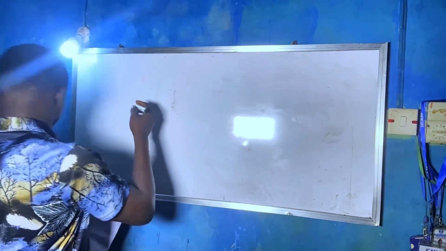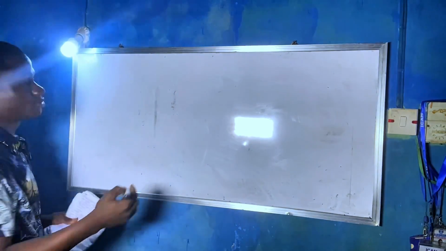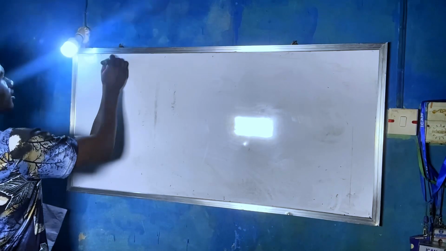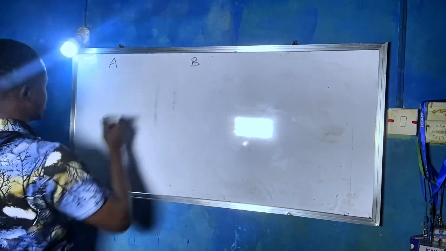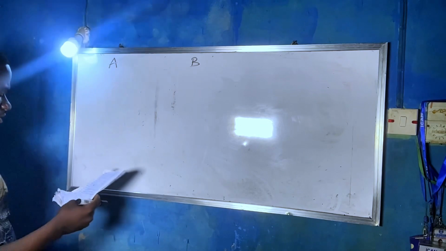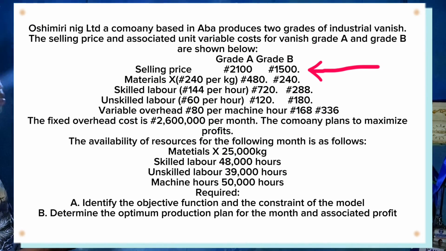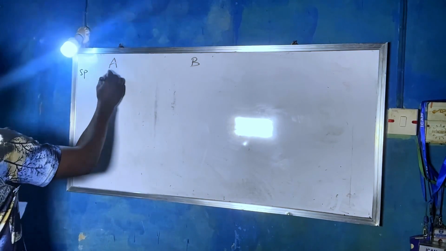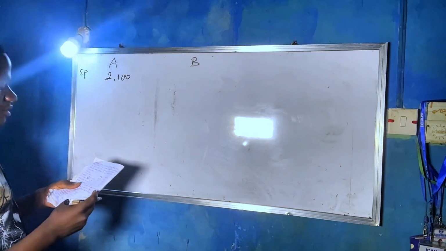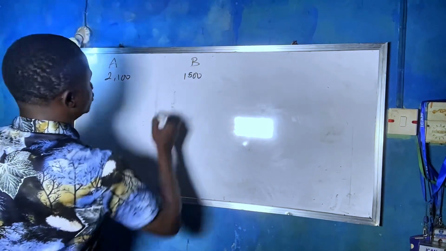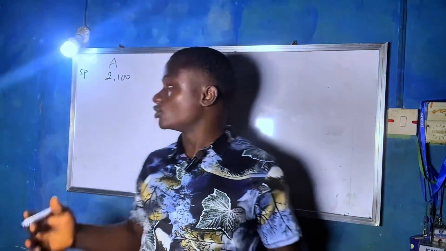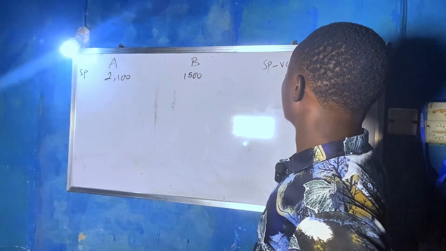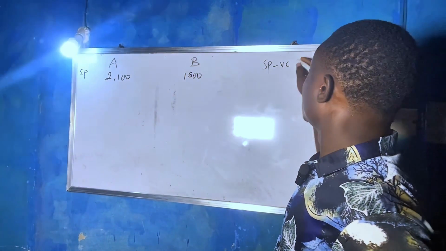So let's say I have to calculate the contribution, I have grade A, or let me just use A and B. Yes, let's go that way. A and B. So we're being told in the question that the selling price for A is 2,100 and the selling price for B is 1,500. And we know very well that if you want to calculate the contribution, it is simply selling price minus variable costs. Selling price minus variable cost is your contribution.